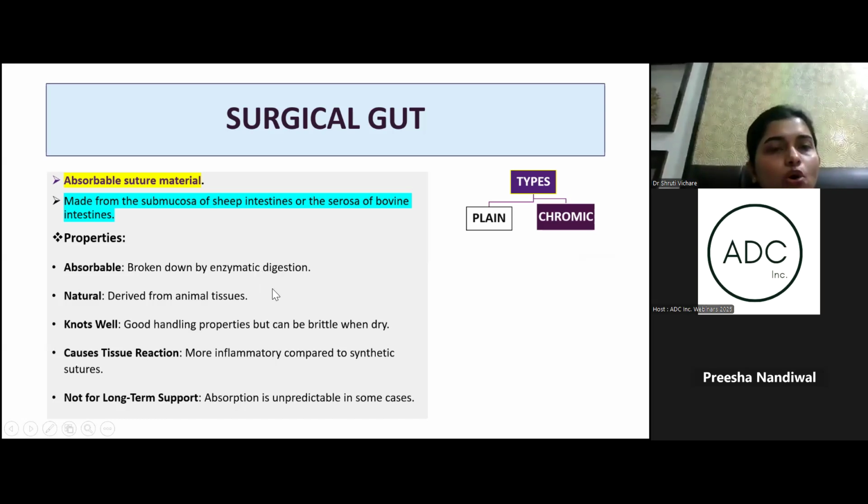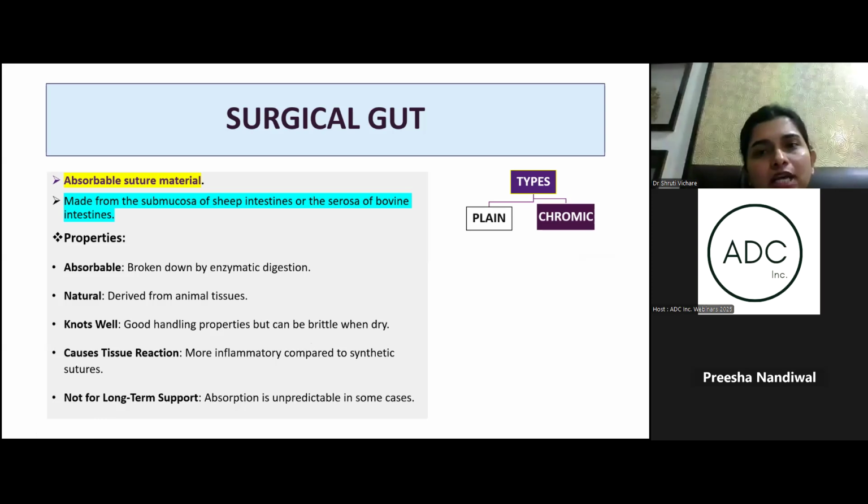As I told in the beginning, hydrolysis, the breaking down or degradation of sutures, is more predictable, and it is more gradual also. But enzymatic degradation is a little unpredictable sometimes. So sometimes you can have an issue with this particular suture that it got resolved before the tissue healing happened. Now, knotting property, yes, it has very good knotting property, although the suture becomes brittle when it gets dry.